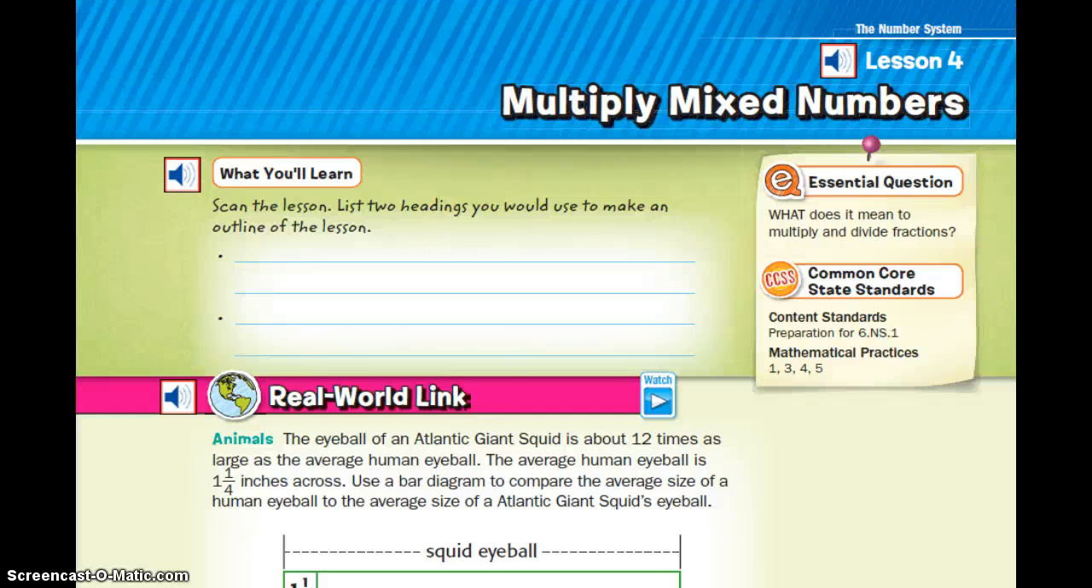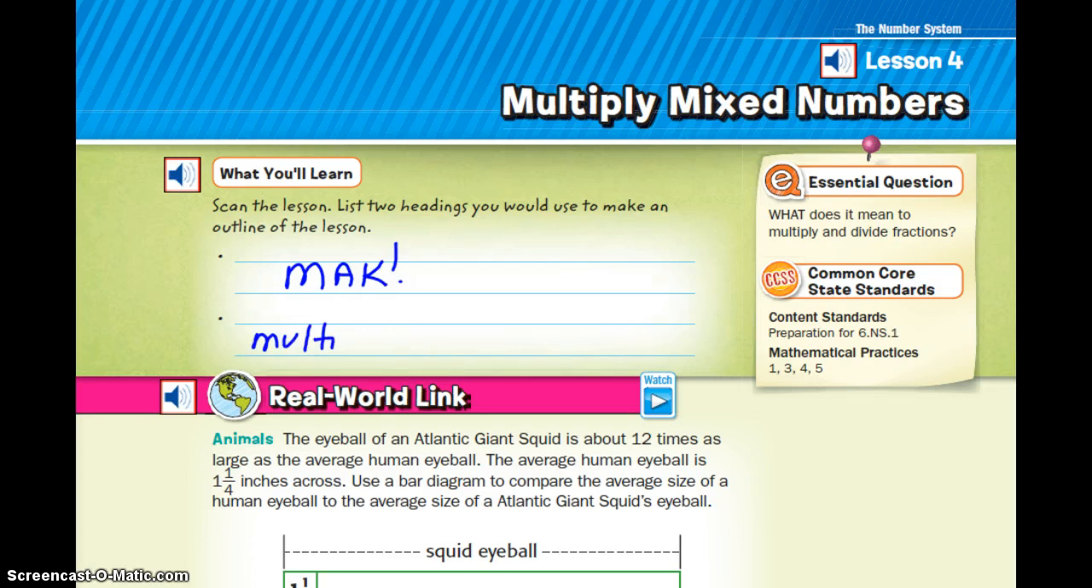Today we will be on Chapter 4, Lesson 4, Multiplying Mixed Numbers. Please turn with me to page 281. So the most important thing that you need to remember about this lesson is MAC, the MAC attack.